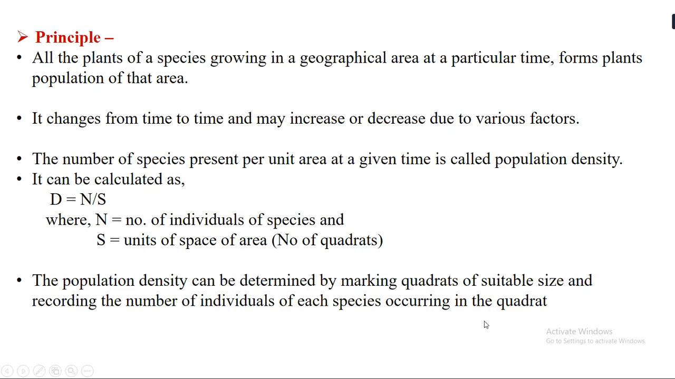As I told you, mostly when you're studying herbaceous plants, the quadrant that is made is of 1 meter square. And depending upon the size and the frequency of the plants that you're studying, the size of the quadrant can change accordingly. So this is the principle of this experiment. Now let us quickly get on to the procedure.